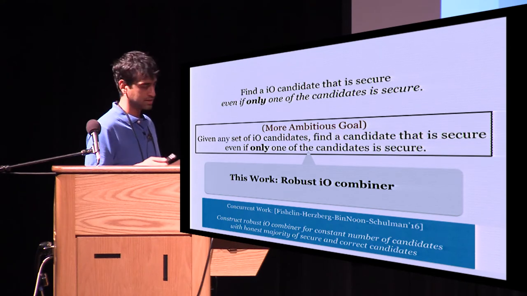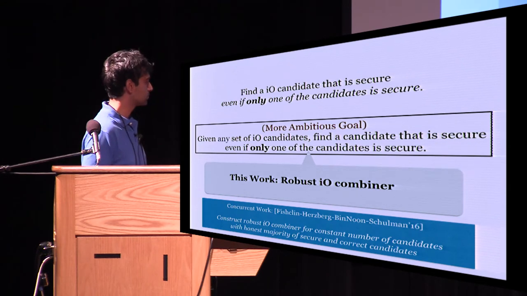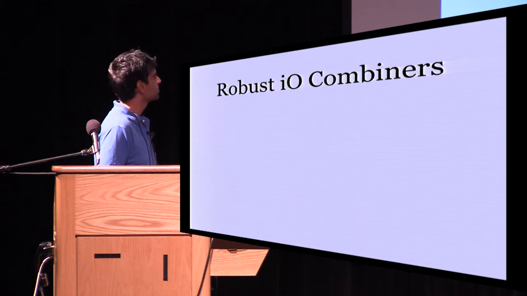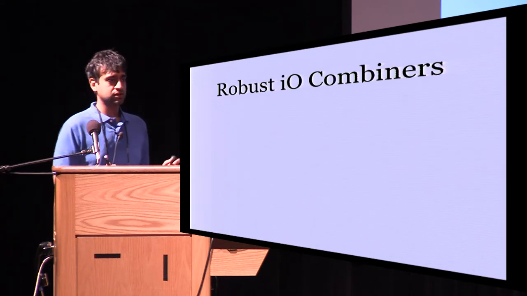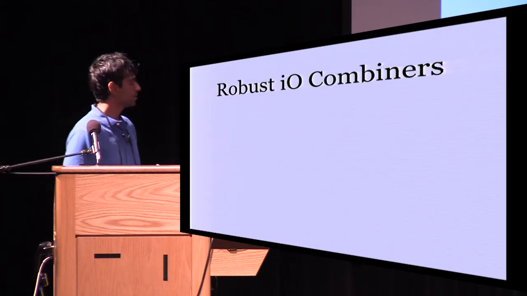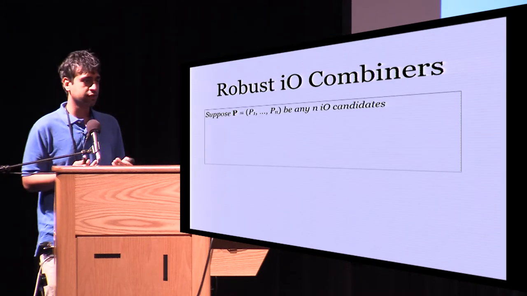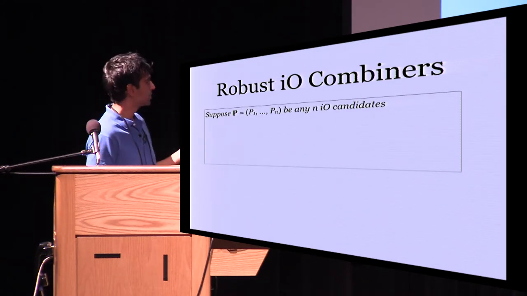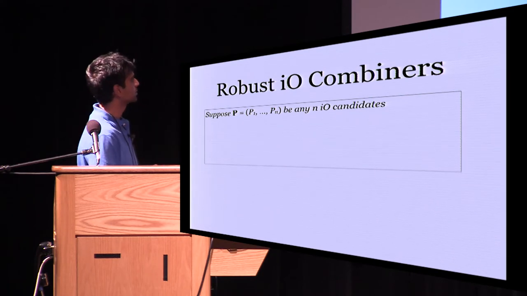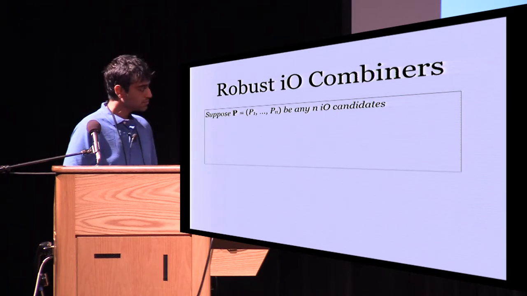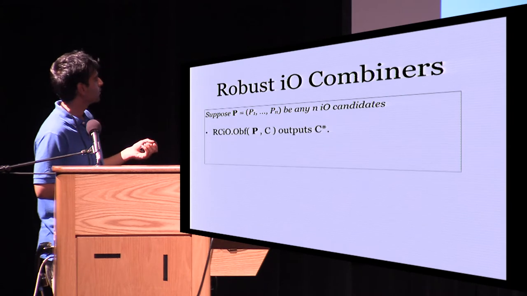And it's going to be in the next talk, so I don't want to talk about it in more detail. So let me define what robust IO combiners are more formally. Suppose you give me n candidates, P1 to Pn. These are the descriptions of the candidates. My IO combiner will have two algorithms.